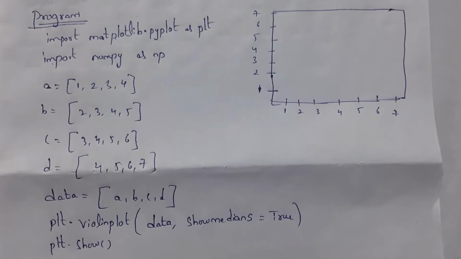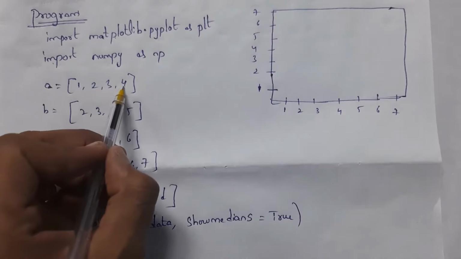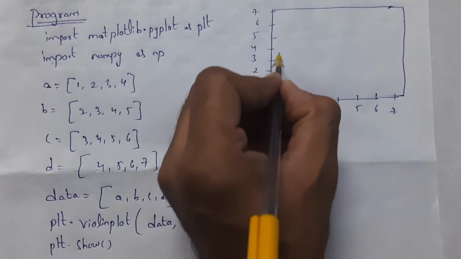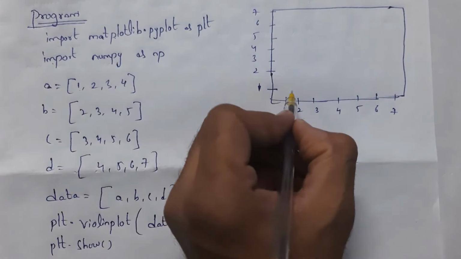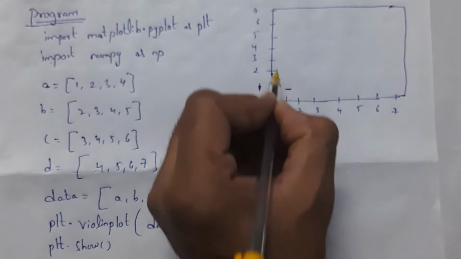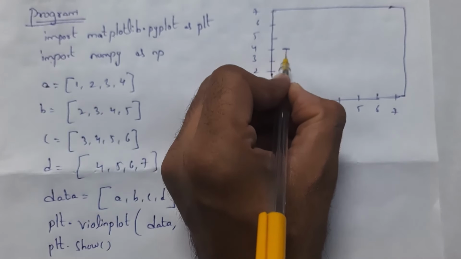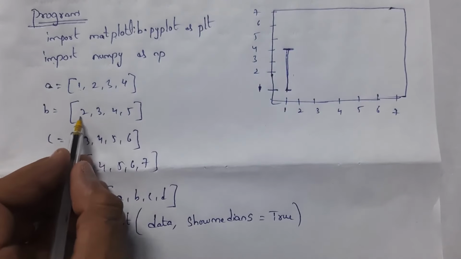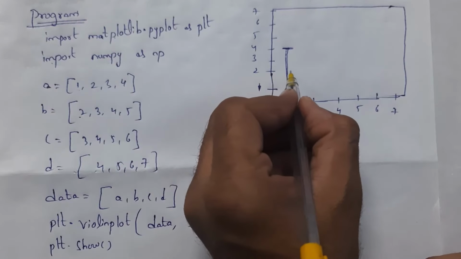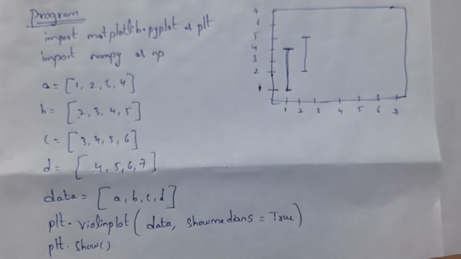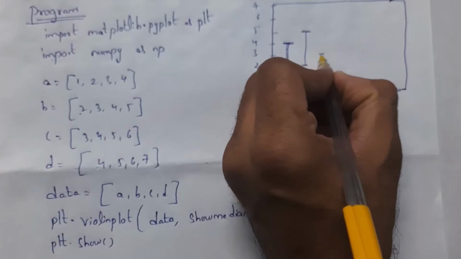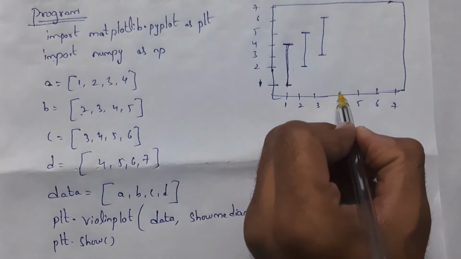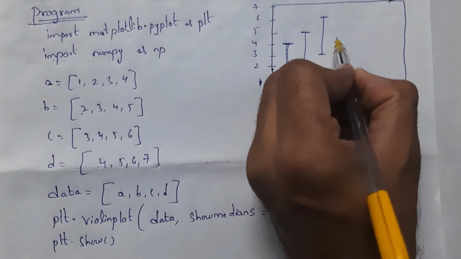I want to create 4 boxes. So first box is a equal to 1, 2, 3, 4, starting from 1 to 4. And next one, second box starting from 2 to 5. And third box starting from 3 to 6. And fourth one starting from 4 to 7.